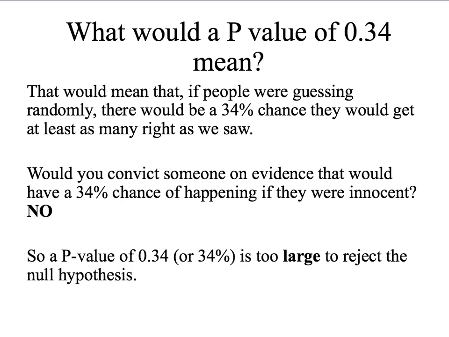So let's say, would you convict somebody on evidence that would have a 34% chance of happening if they were innocent? No. If this evidence would come up 34% of the time if they were completely innocent, that's a third. I'm not prepared to say they're guilty. So a p-value of 0.34, we'll also say 34%, is pretty big. It said this data would happen a third of the time if the null hypothesis is true. So that is too large to conclude that the null hypothesis is false. It's too large to reject the null hypothesis.